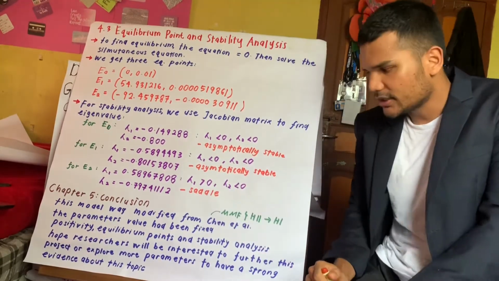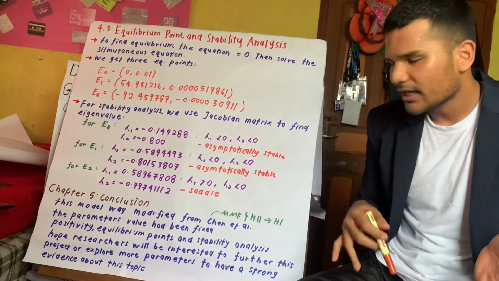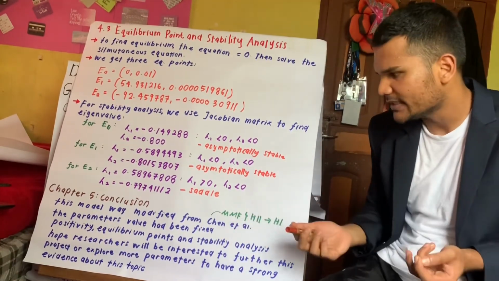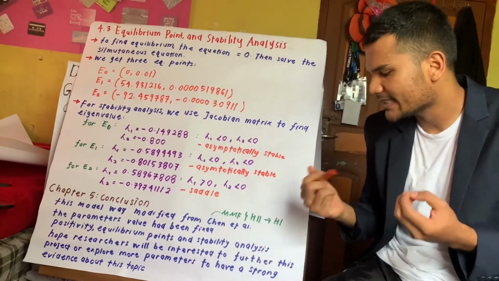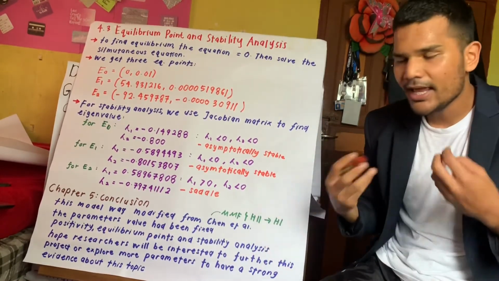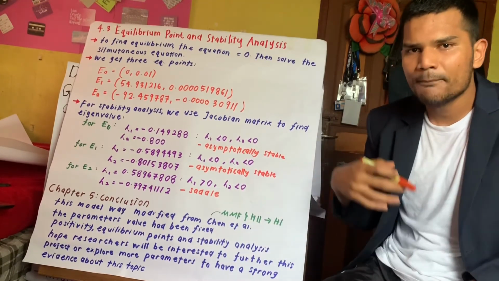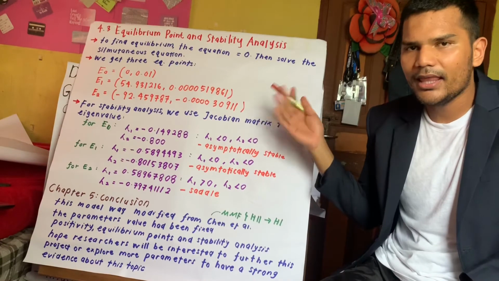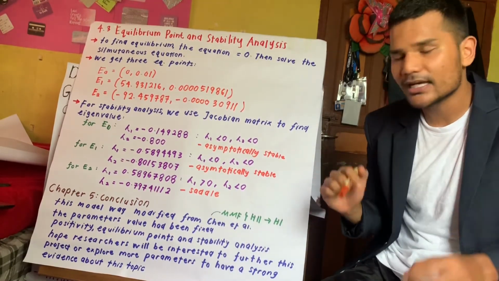For the conclusion, this model has been modified from Chen et al. and all the parameter values have been fixed. So I found the positivity, equilibrium points, and stability analysis for the model. I hope someday a few researchers will be interested to explore more about this model and its parameters, so we can have strong evidence about this topic.